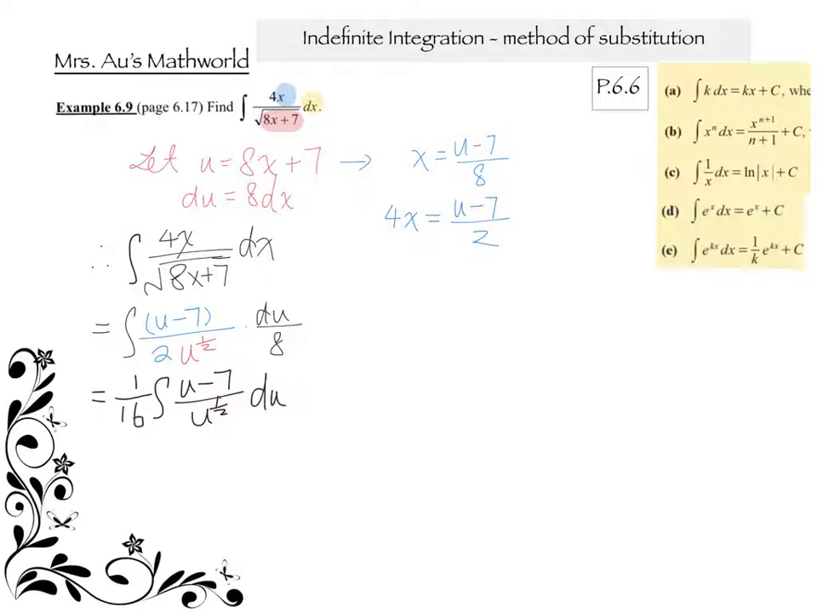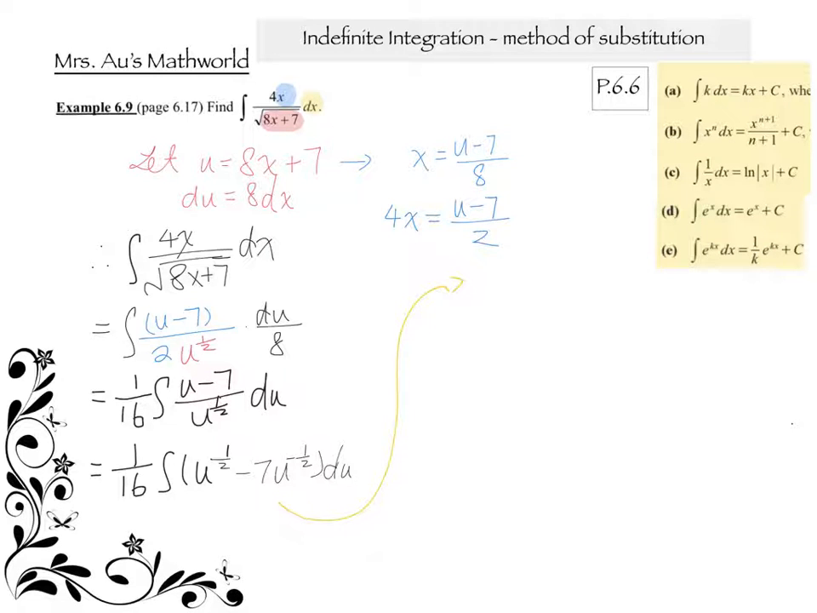Let's think about it. I hope you still remember, if you have two terms on the upper part of the fraction, and only one term in the denominator, you can split the fraction by having u divided by u to the power 1 over 2 and also 7 divided by this. Remember to use index law to express 7 u to the power negative 1 over 2, as we are going to use property b to integrate. So what's next?